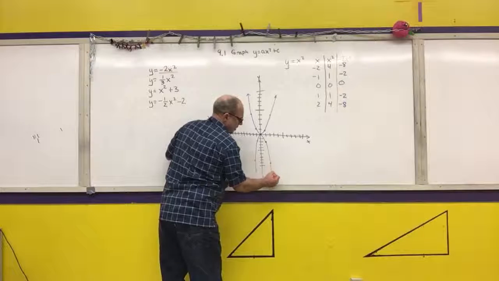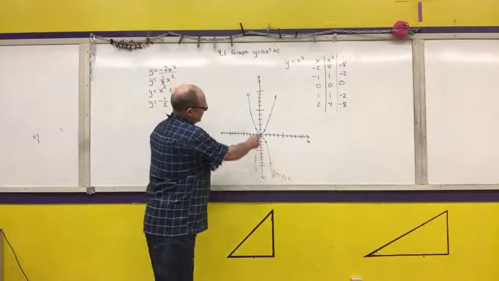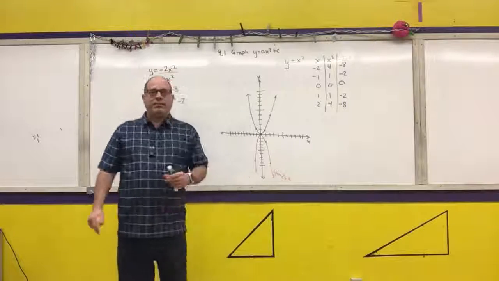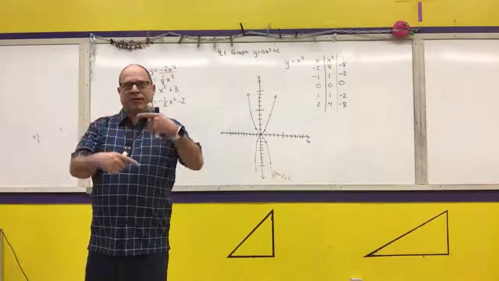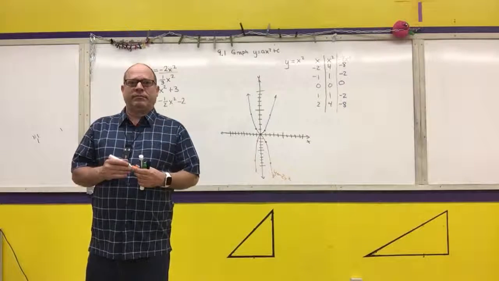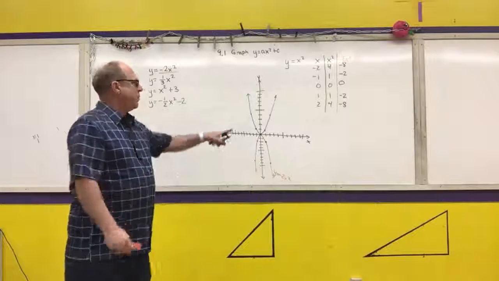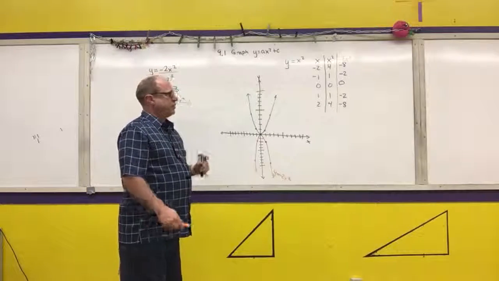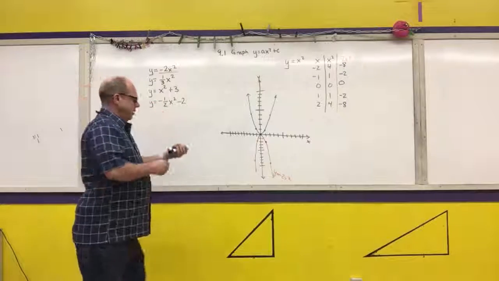This is y equals negative 2x squared. But it is skinnier. So the way I would describe this is y equals x squared, flipped vertically, and has a vertical stretch. Okay, so you need to be able to give verbal descriptions of how it compares to y equals x squared. The next one is y equals 1/3 x squared.